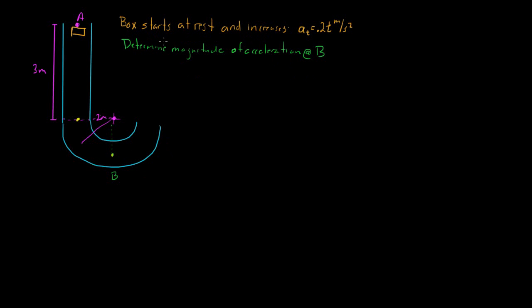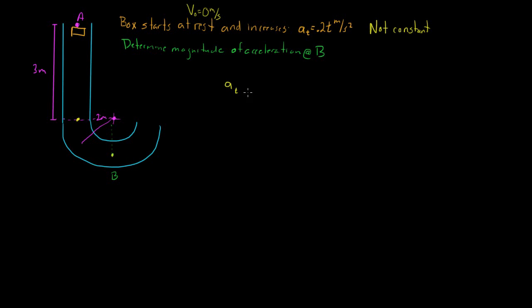Well, the box starts at rest, so it has an initial velocity of 0 meters per second, and it increases at a tangential acceleration of 0.2t meters per second squared. Well, what does that tell us? This tells us that our acceleration is not constant, so we are not able to use the kinematic equations. We have to figure out a different way to deal with this acceleration. Well, how do we do that?